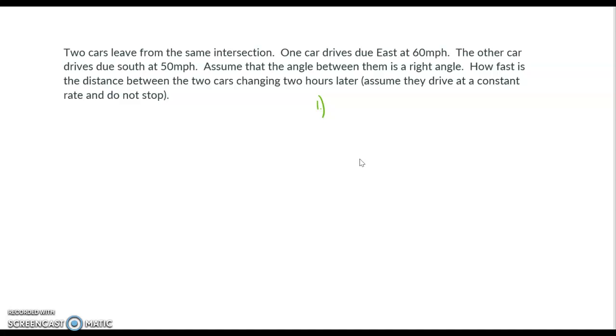Now, no distances are given, but there is this relationship between two cars. One's driving this way, one's driving this way. Due east, I'll call this X. Car X going due east, car Y driving due south. Assume that the angle between them is a right angle. And then we'll have the distance between the two cars at any given moment. I'll call that distance Z. Okay, so I think it's pretty straightforward. There's no angle mentioned, so it's pretty straightforward that we're working with this relationship between our three unknowns, Pythagorean theorem.